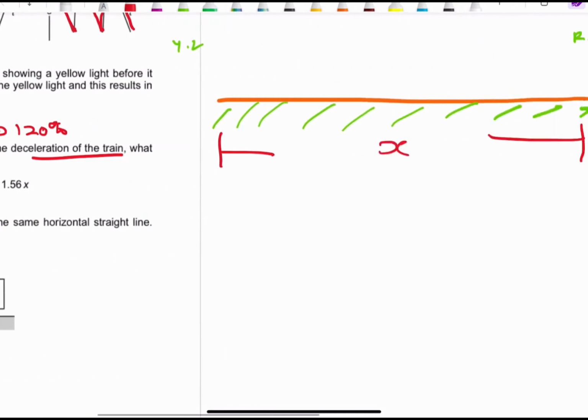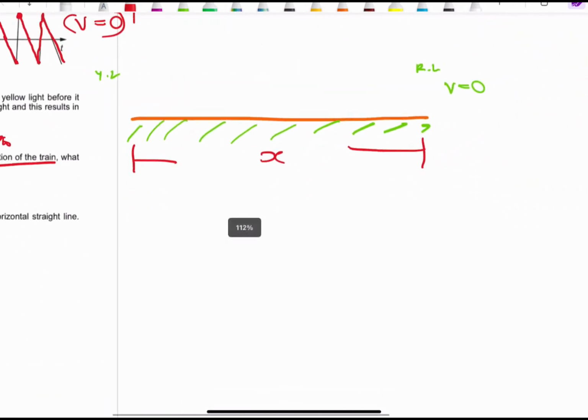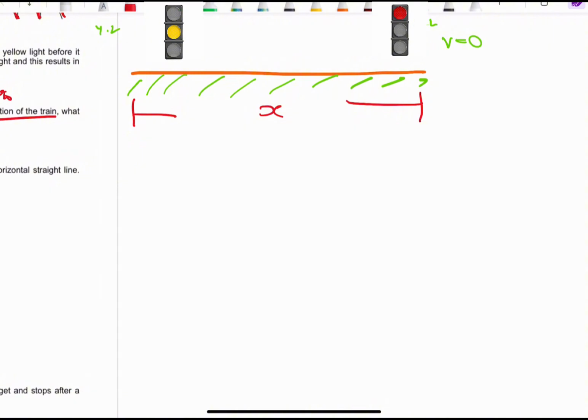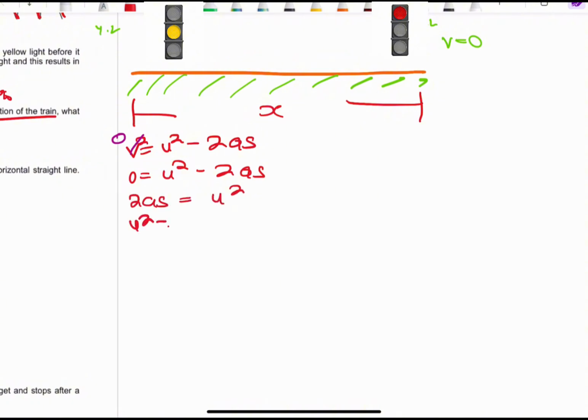So get this. Since this is the red light and that is the yellow light, we're going to solve it simultaneously. The first equation, v squared, is actually u squared minus 2as, minus because it's a deceleration. The final velocity is going to be 0. So 0 is u squared minus 2as. So 2as is going to be u squared. So u squared is going to be 2ax, x because that's the distance initially. So this is case 1.